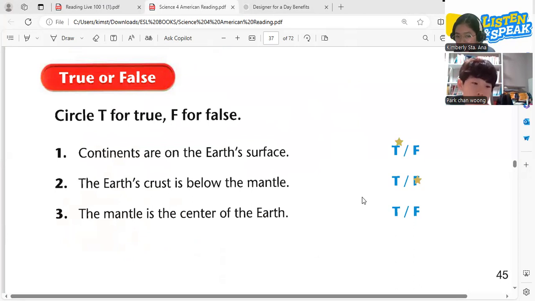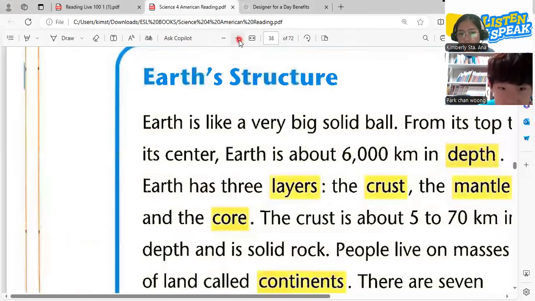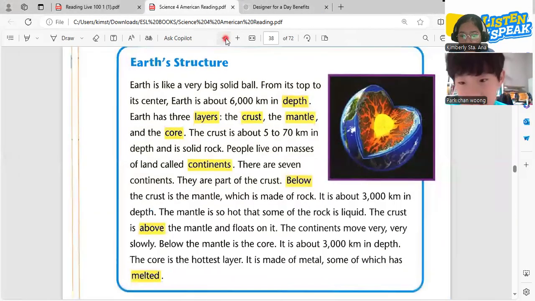Mantle is the center of the Earth? I think it's core. False. That's why it's false. Okay, thanks for your help. Now let's go down here. We have a story about Earth's structure, and it's now your time to read it. And I need your help, okay?